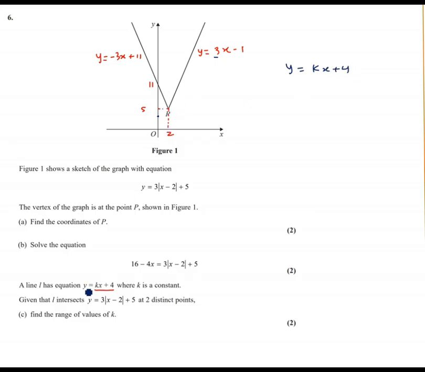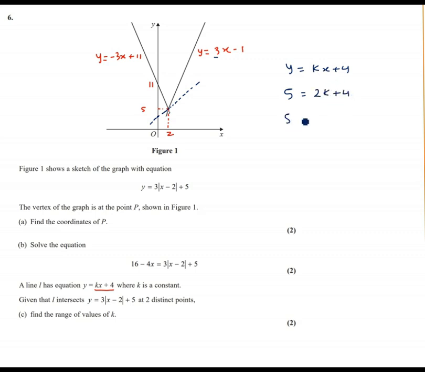Now think about the line intersecting at two distinct points. If the line passes through this point, then it will intersect this graph at only one point. So let's work out k for this. When you substitute this point here, x is 2, y is 5, so k times 2 will be 2k plus 4.